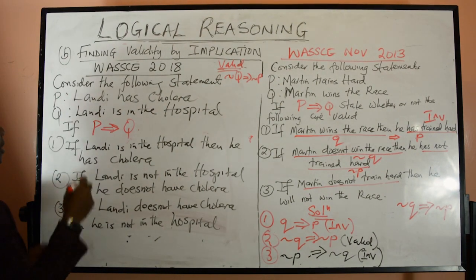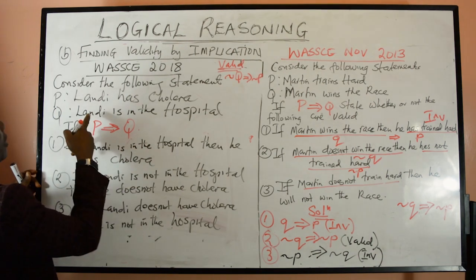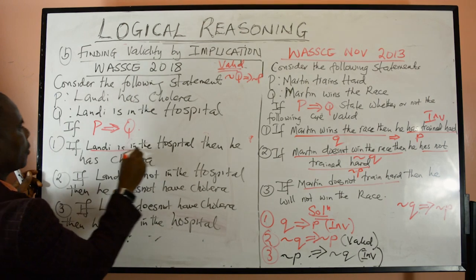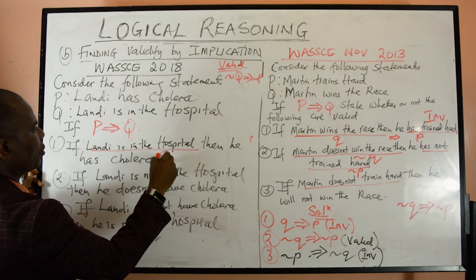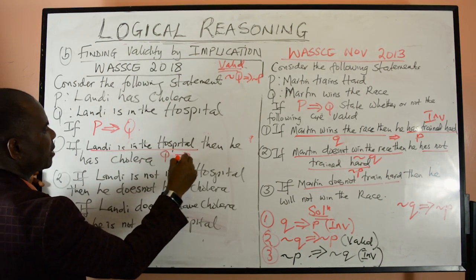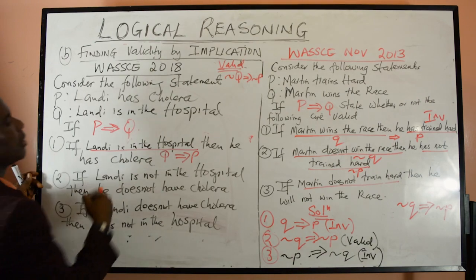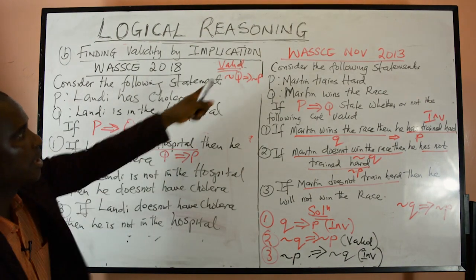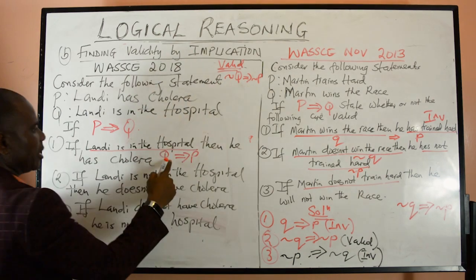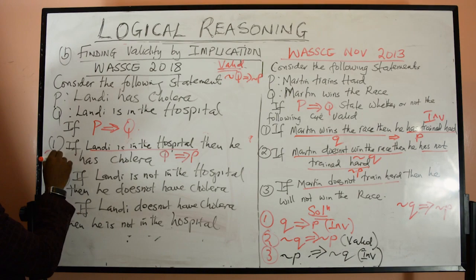So let's go with this. If Landing is in the hospital, that is Q, then he has cholera, that is P. So Q implies P. And this is invalid because it is not the valid form. So because it is not this assertion, it makes the first statement invalid. First question, this is invalid.